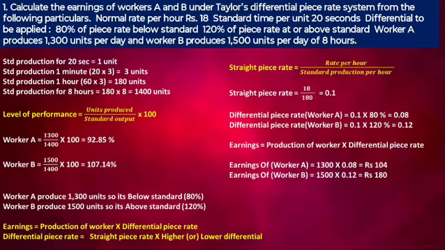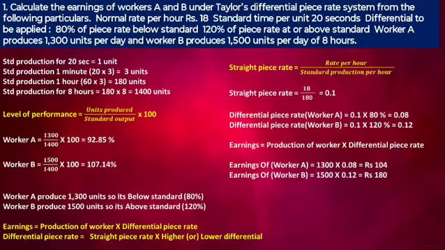Now we will go for the problems. Calculate the earnings of workers A and B under Taylor's differential piece rate system from the following particulars. The normal rate per hour is rupees 18. Standard time per unit is 20 seconds. Differential to be applied is 80% of piece rate below standard and 120% of piece rate for above standard. Worker A produces 1300 units per day and worker B produces 1500 units per day of 8 hours.